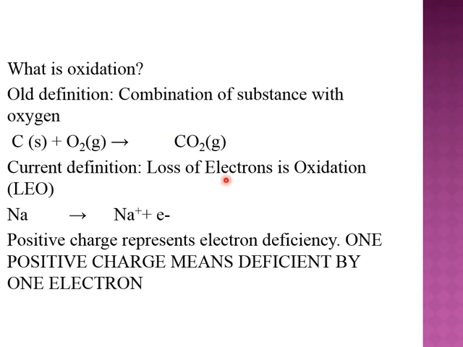The current definition: loss of electron is oxidation. When an atom loses one electron or more, it becomes oxidized. So here, sodium loses one electron and becomes Na+. This positive charge represents electron deficiency. One positive charge means deficiency of one electron. Here, sodium loses one electron, so it undergoes an oxidation reaction.